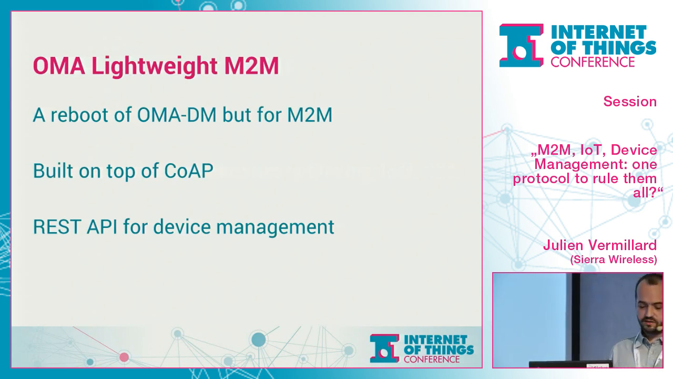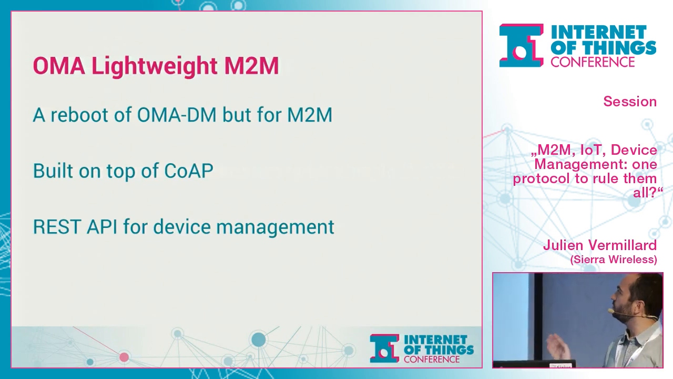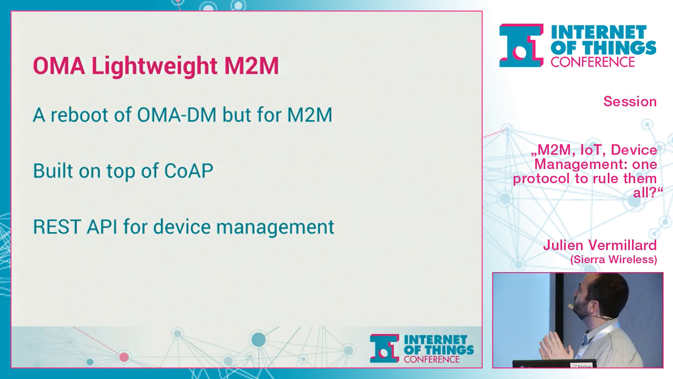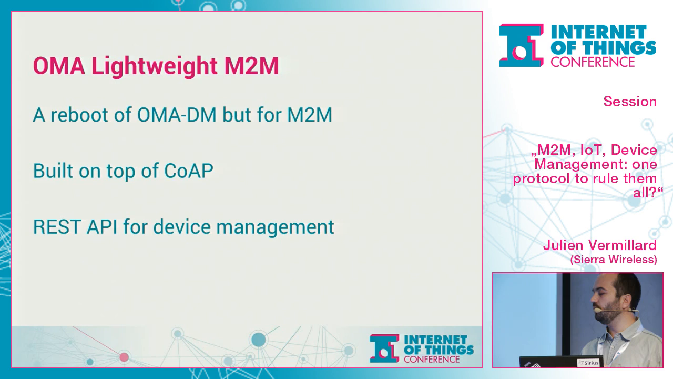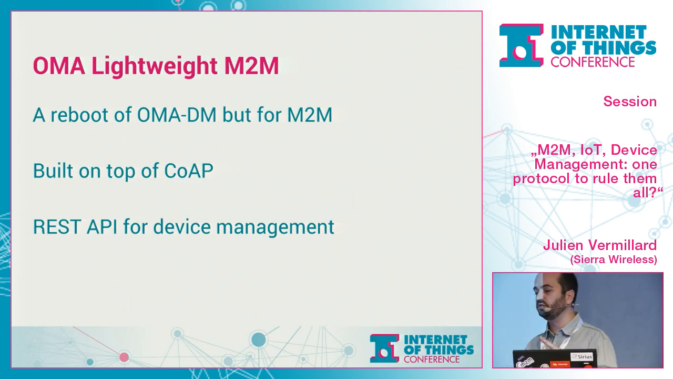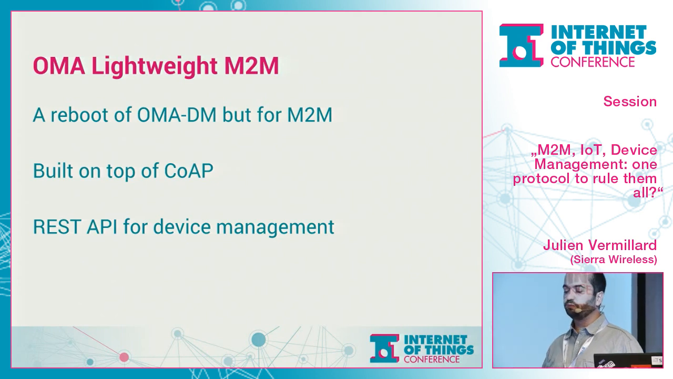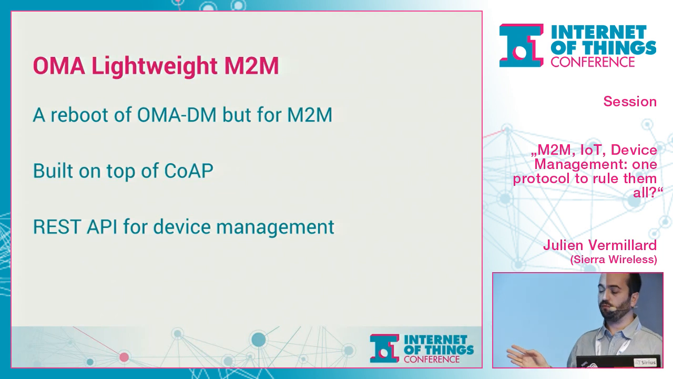So the Open Mobile Alliance decided to create a new standard for machine-to-machine. The idea is to totally reboot OMA-DM, to try to get only the features for machine-to-machine or IoT, and to base it on today's standards. So they use CoAP for creating a REST API on the device for device management.